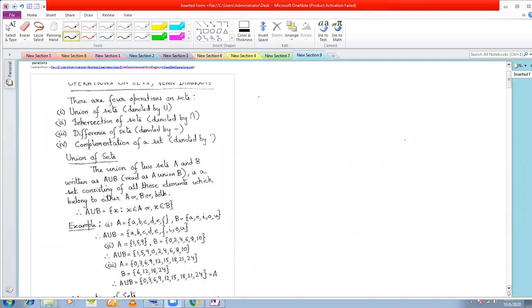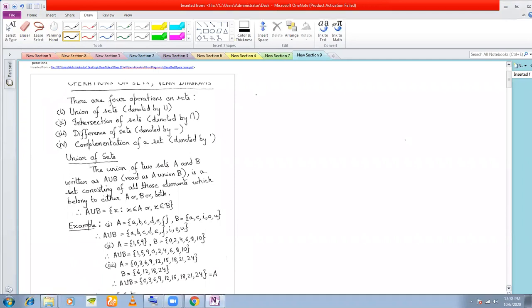Union operation. Just as when you have two numbers, A plus B, you add them with the help of the plus operation. Similarly, you have two sets, A and B, and we give a union in between. This will give you some result, just as 5 plus 3 will give you a result 8.